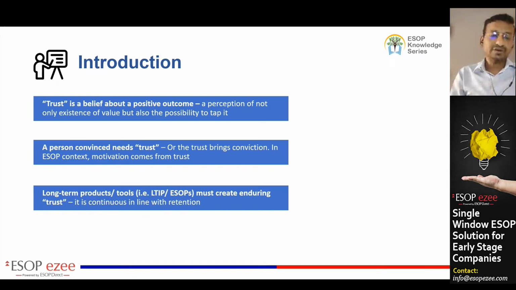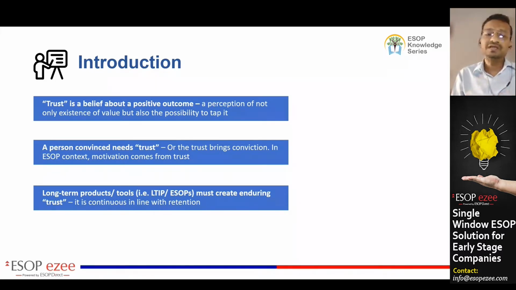Now, when we talk about trust, trust is associated with any product, any service, anything. If we're talking about long-term products or long-term tools, ESOPs are considered as retention tools, a recognized long-term retention tool. So when we talk about long-term tools, the trust must be enduring in nature. We cannot say that the company creates the trust for a few days in a month or a few months in a year, but it must be a continuous process. Trust must be there without any break.